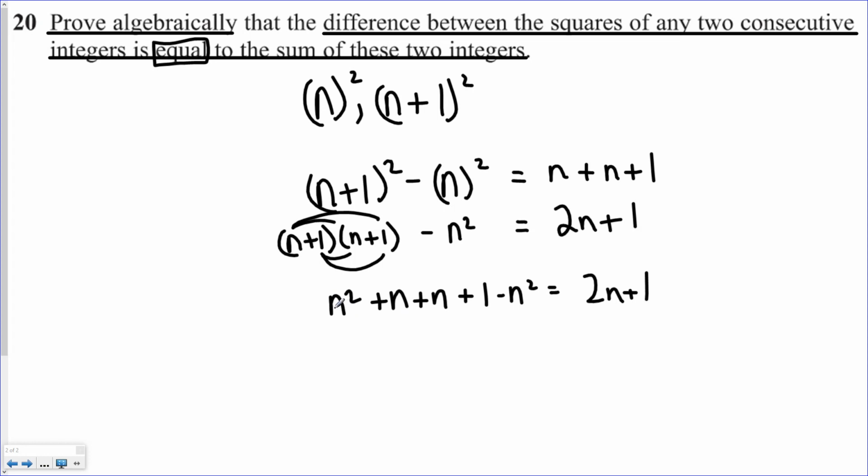Let's collect the like terms. The n squared subtract n squared cancel out. n plus n gives us 2n, plus 1. Yes, we have proved algebraically that the difference between the squares is equal to the sum of the two integers. 2n plus 1 is equal to 2n plus 1.